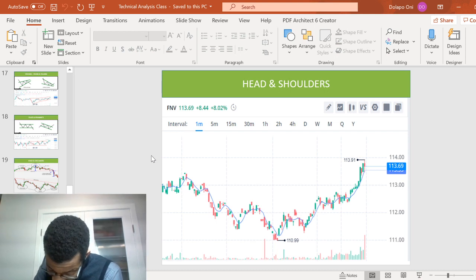Someone is asking, is it necessary to wait for a retest before trading a breakout?